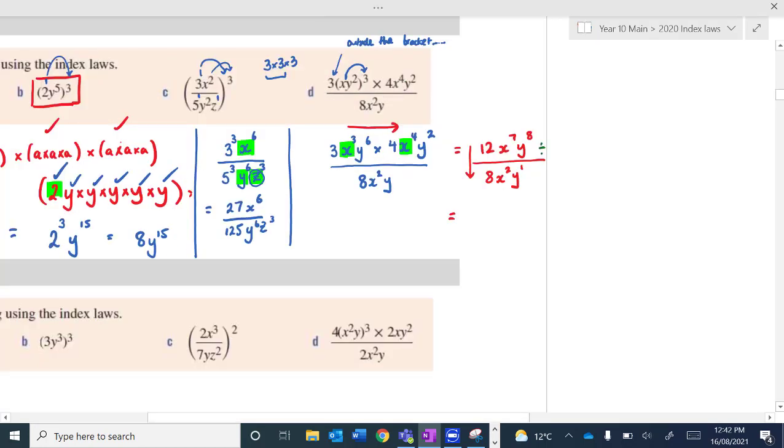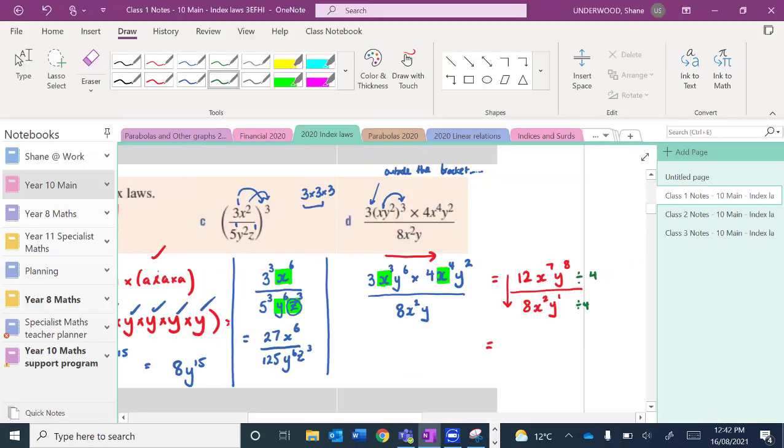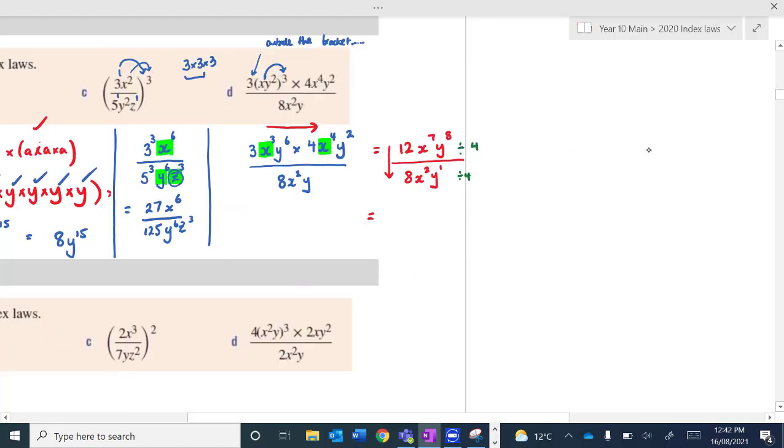I'm going to divide. What's the highest common factor? What goes into 12 and 8? 4. 8, 12. So I'm going to divide by 4, and if I do that, that's going to give me my simplified fraction. So that's going to be a 3 on the top and a 2 on the bottom. There you go. Deal with those numbers first.